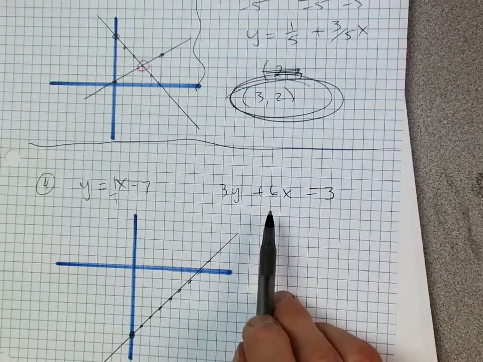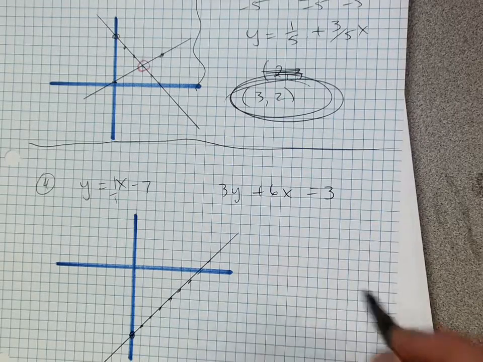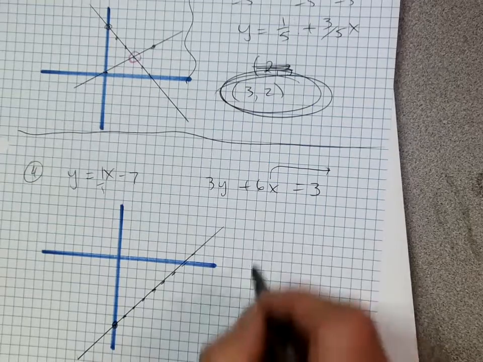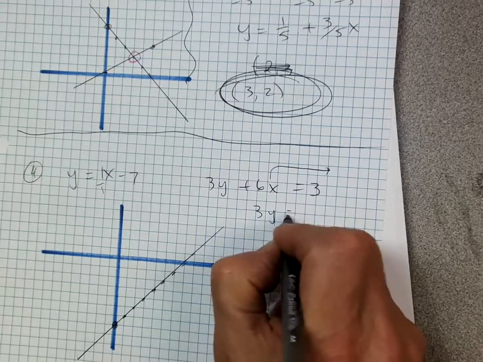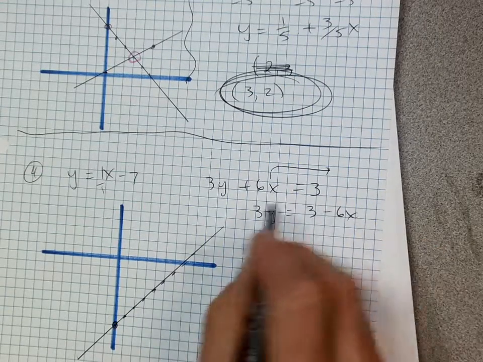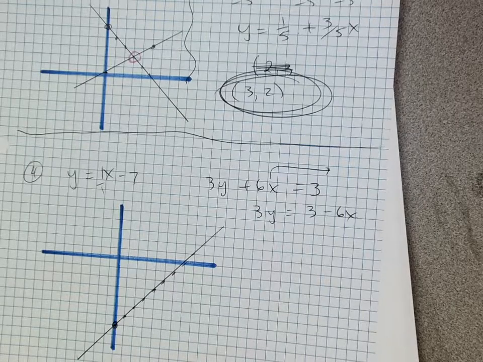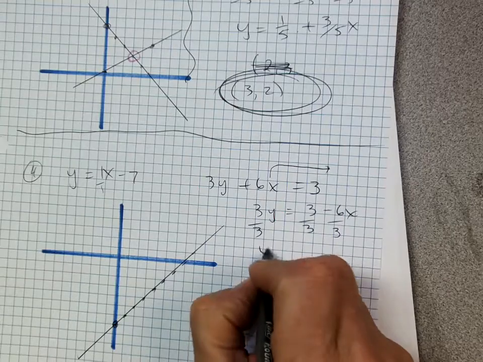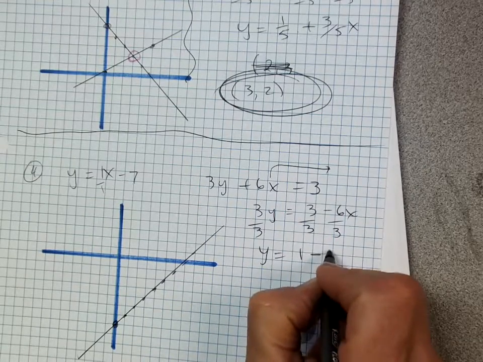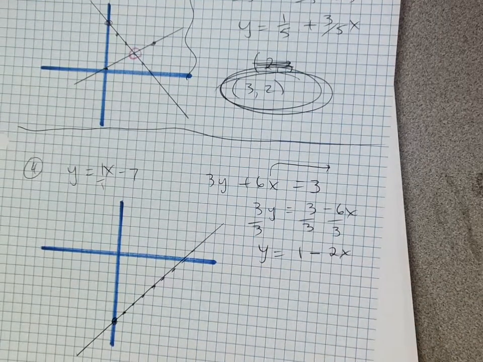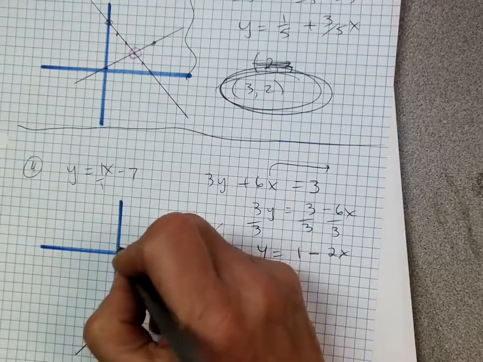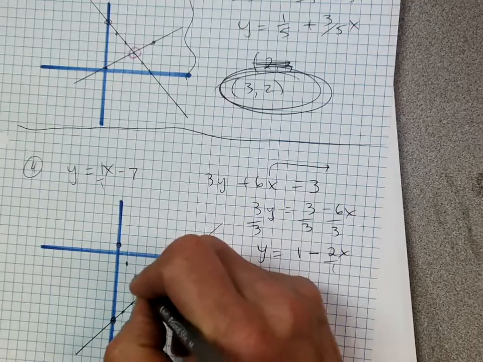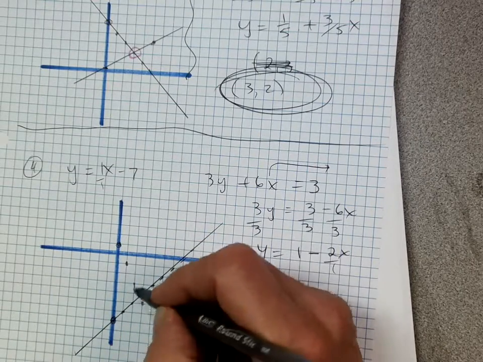Not ready to graph the next one. Not yet, but I'll get there in a second. Bring over the 6x, right? So I'll have 3y equals 3 minus 6x. So I have to subtract the 6x, right? Divide by 3. y is equal to 1 minus 2x. Start at 1. Down 2 over 1, down 2 over 1, down 2 over 1, okay?